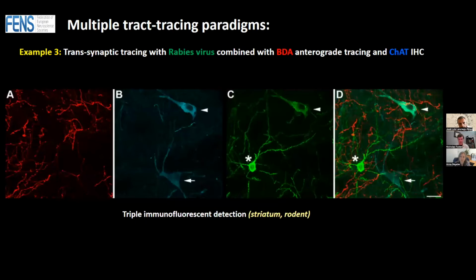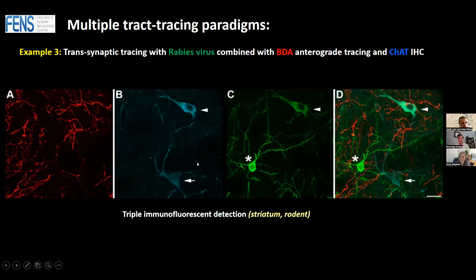This is another example of rabies virus. You need to be aware that rabies virus is a transsynaptic vector. So depending on how long you wait after the injection of the rabies virus, if you wait long enough, you can see second-order neurons by transsynaptic transport, meaning that neurons projecting to the primary order neurons, to the first-order neurons, can be transsynaptically labeled with rabies virus.